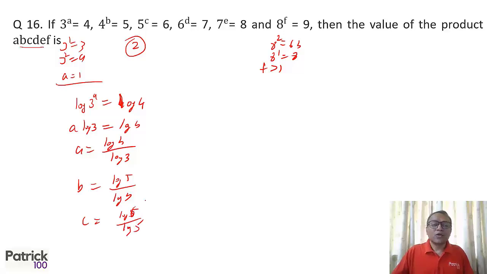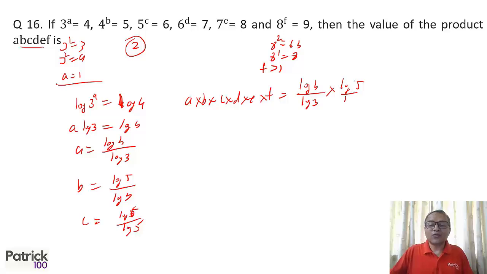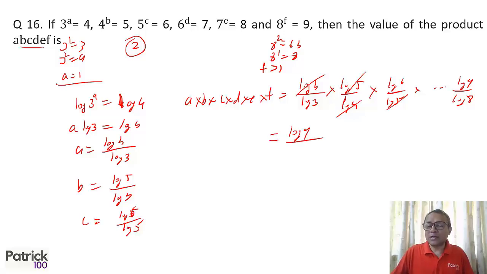So what I want is A into B into C into D into E into F, where A is log 4 upon log 3, B is log 5 upon log 4, C is log 6 upon log 5, and so on till the last one, which is log 9 upon log 8. You realize log 4 gets cancelled, log 5 will get cancelled. You get log of 9 upon log of 3 in the answer. Log of 9 is log of 3 square upon log of 3.